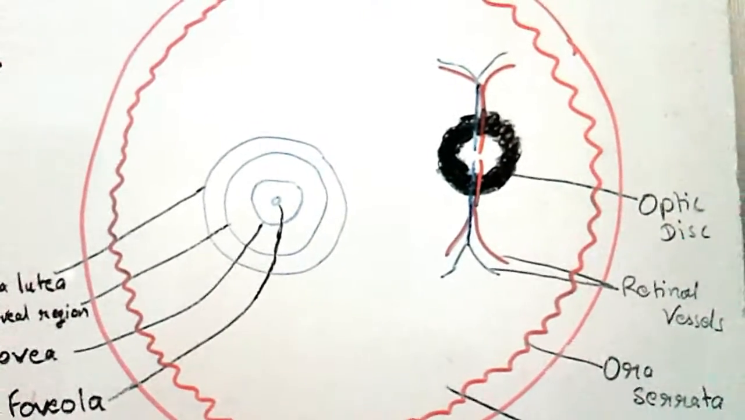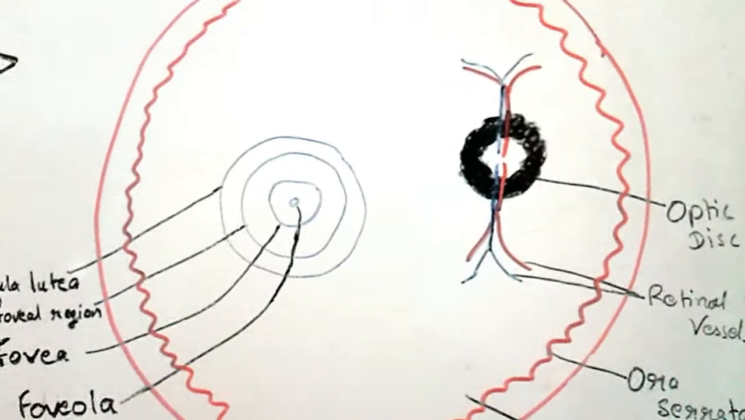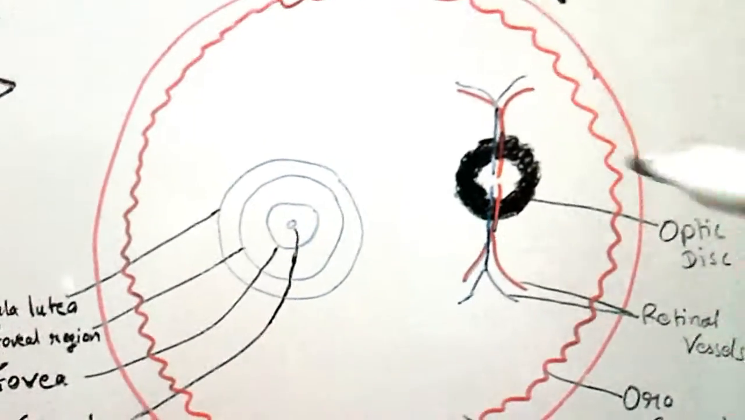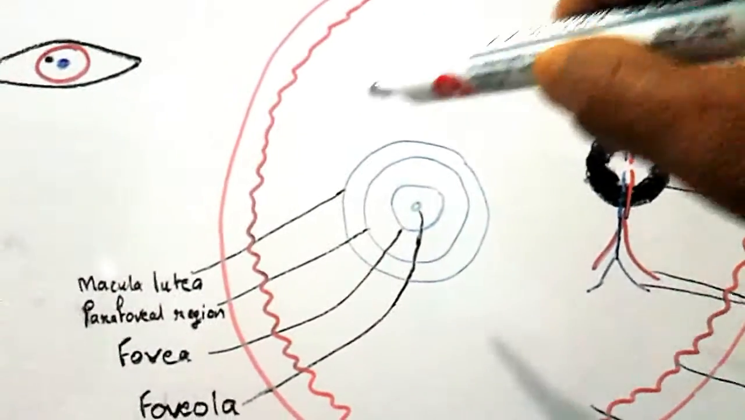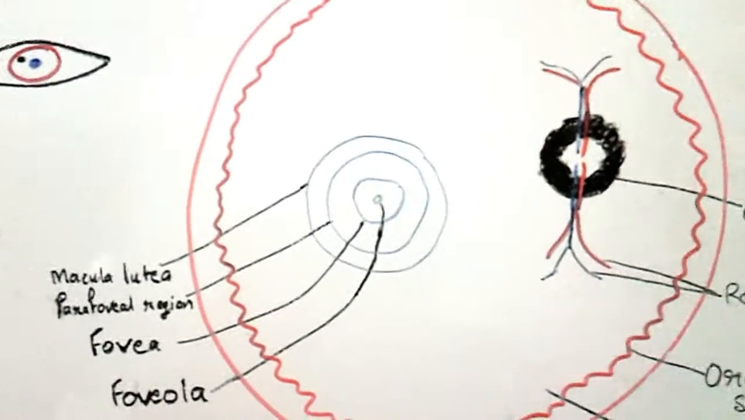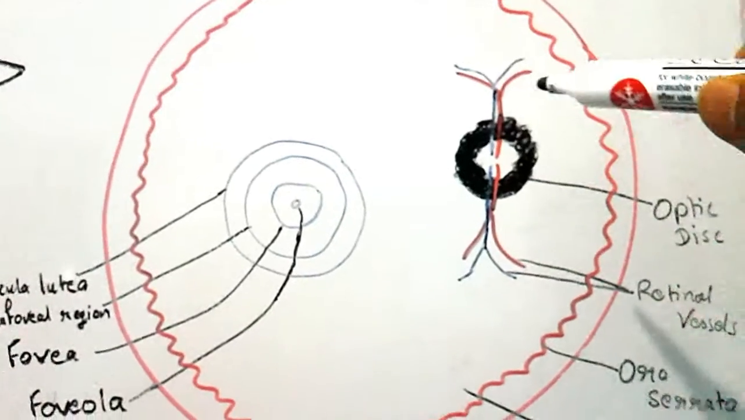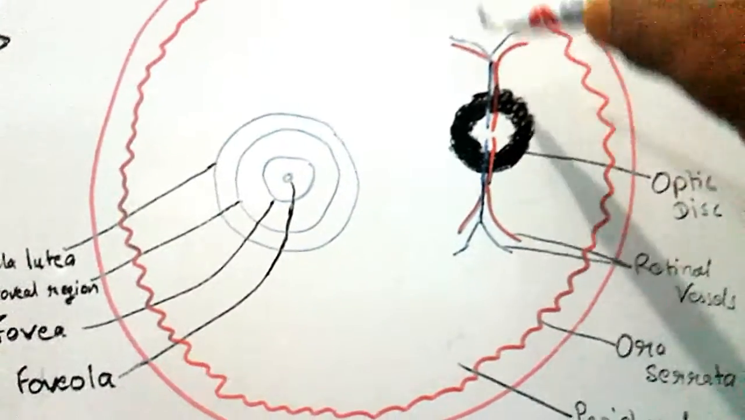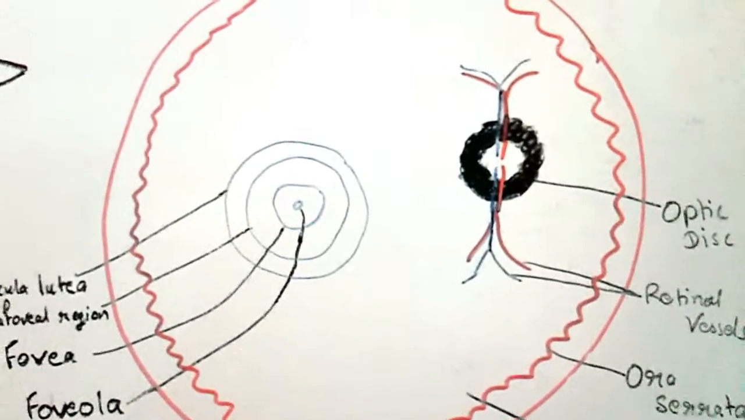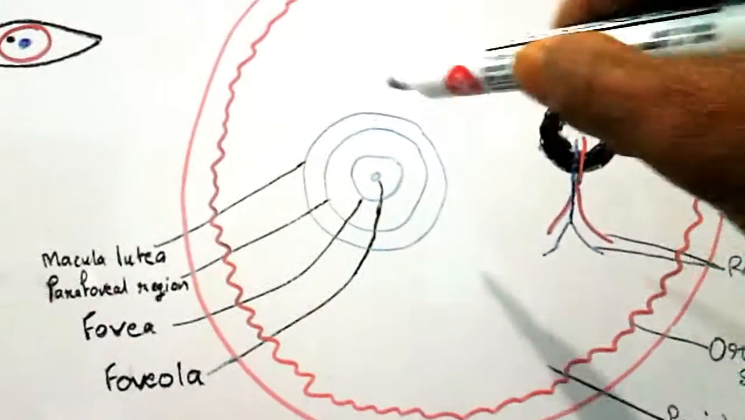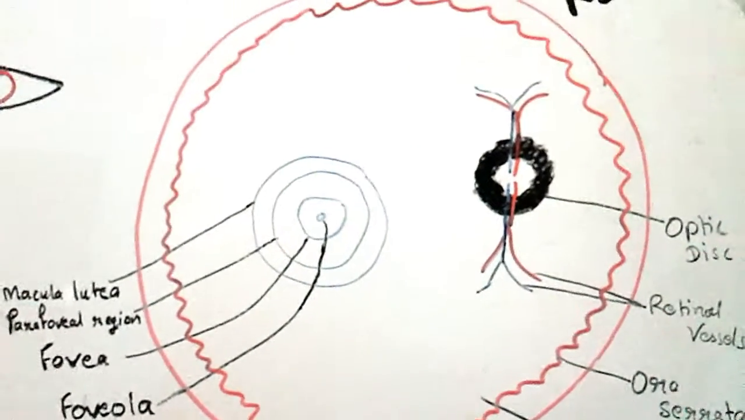Now let's see the difference between the optic disc and the macula lutea. The optic disc is pink colored, whereas the macula lutea is seen as a yellow spot. The major difference is that the optic disc is vascular because the central retinal artery and veins emerge through the center of this disc, whereas the macula lutea is avascular.